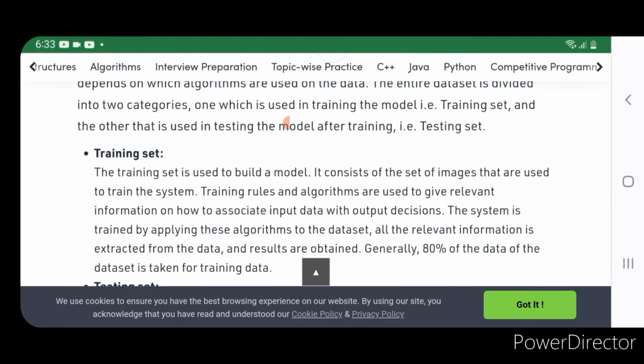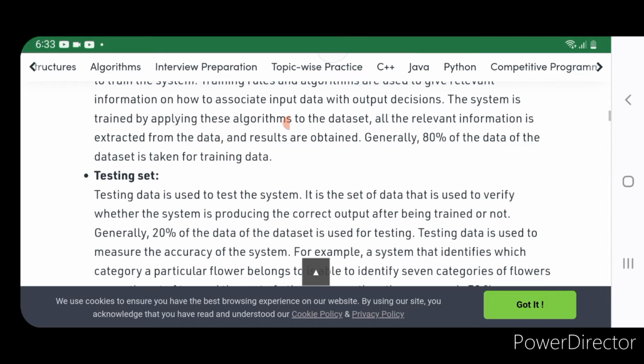Training set is used to build a model. It consists of the set of images that are used to train the system. Training rules and algorithms are used to give relevant information and how to associate input data with output decisions. The system is trained by applying these algorithms to the data set. All the relevant information is extracted from the data. Results are obtained. Generally 80% of the data set is taken for training data.